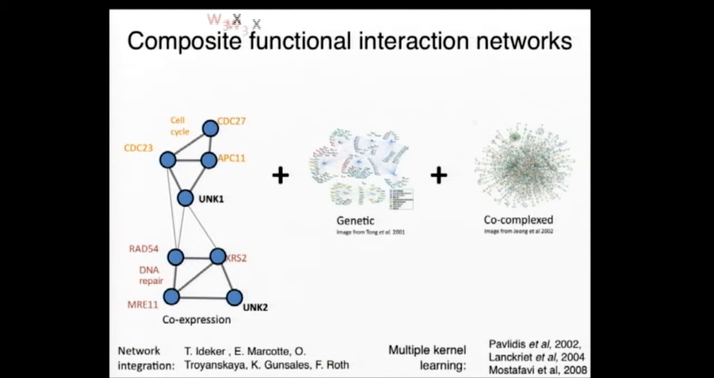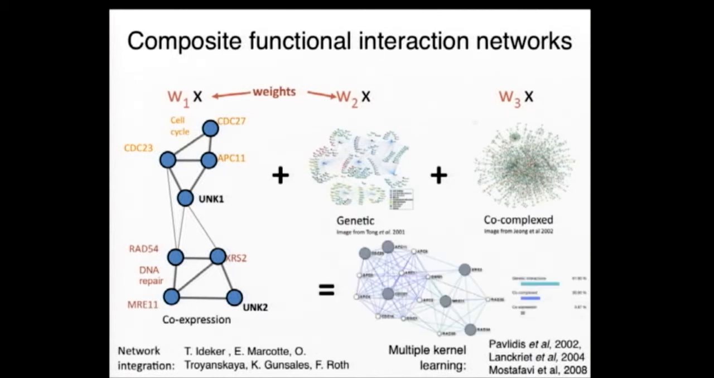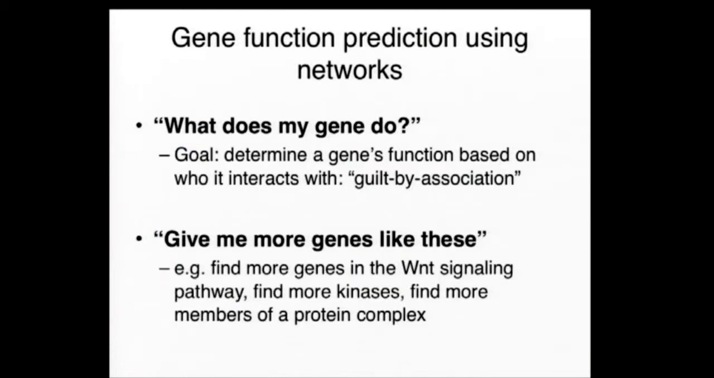Basically the idea comes down to this: you take each network, you multiply it by a weight, and then you add them all together according to those weights, and you get this network back. These algorithms have fancy names, but that's basically what it is. So that part of it's actually pretty straightforward. Now once you have this kind of composite network that combines together all these different sources of data, well, what do you do with it?